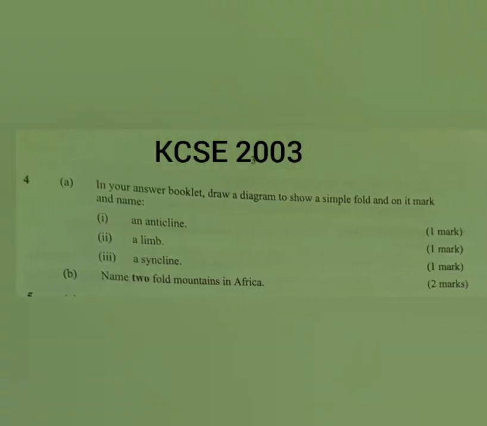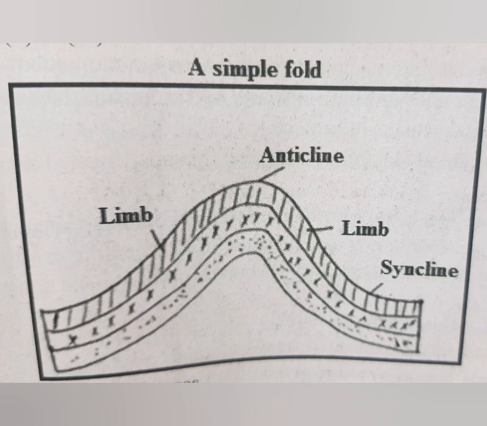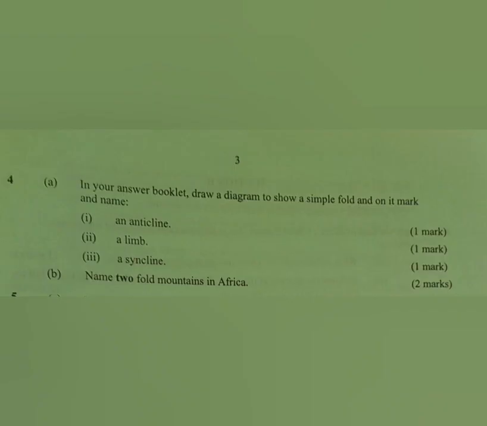The first question was tested in 2003. That is question number 4 with two sections A and B. Question 4A. In your answer booklet, draw a diagram to show a simple fold and on it mark and name: 1, an anticline, 1 mark, a limb, 1 mark, and a syncline, 1 mark. So this is how you should have done it. This is an anticline. This is a limb. This is a syncline.